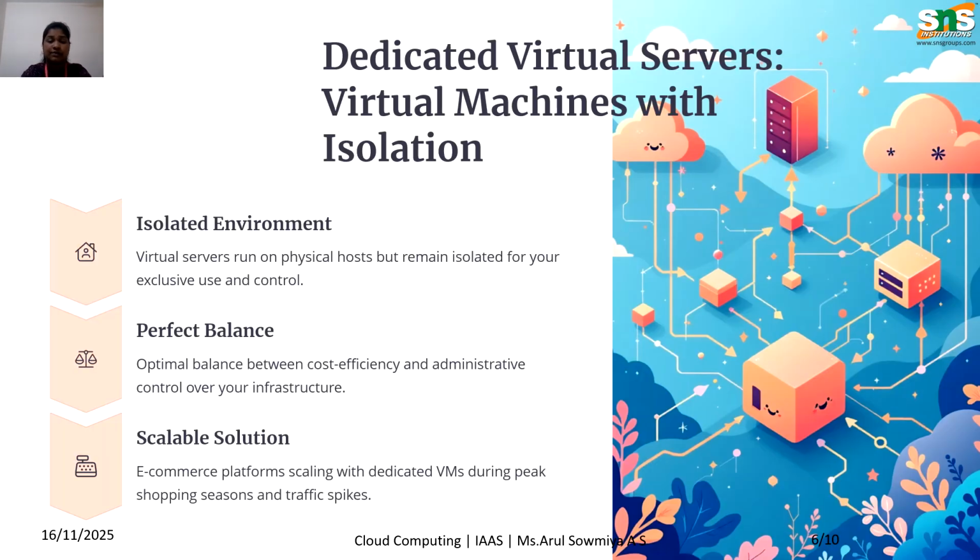Next one is dedicated virtual server. That is a virtual machine with isolation. Here there are three points, the first is isolated environment. Here the virtual server runs on a physical host. The next one is perfect balance. Here, the optimal balance between cost efficiency and administrative control over our infrastructure. The last one is a scalable solution, which is an e-commerce platform. Here, it is scaling with dedicated VMs during peak shopping seasons and traffic spikes.